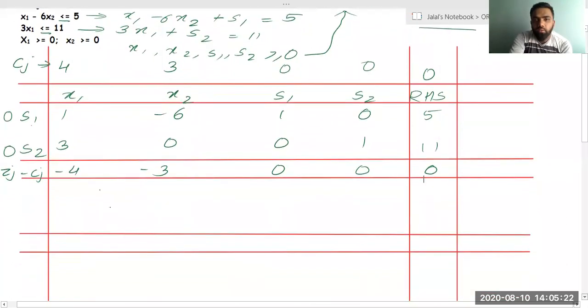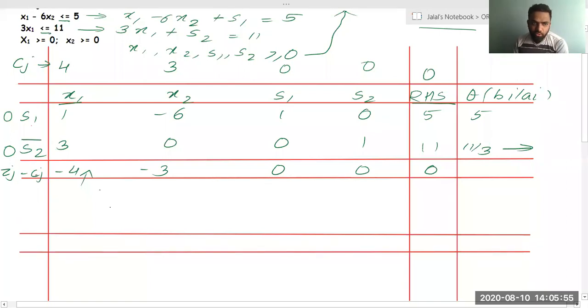Now we will look for the most negative value, and we can see that the most negative value is minus 4 from zj minus cj. So I'll try to find theta. Theta is equal to bi by ai. Bi is my RHS value, and ai is the pivot column value that I found by selecting the most negative value from zj minus cj. So 5 by 1 is equal to 5, and 11 by 3 is equal to 11 by 3. Now 11 by 3 is less than 5. So S2 will leave the solution.